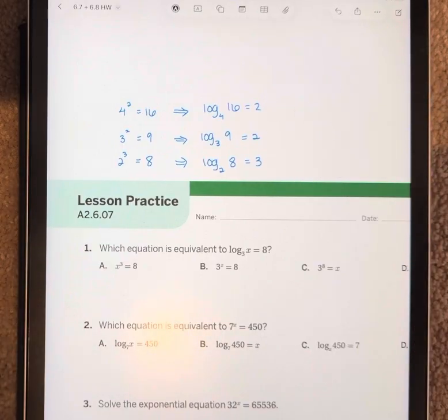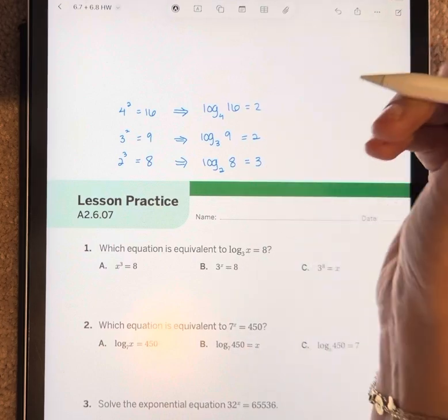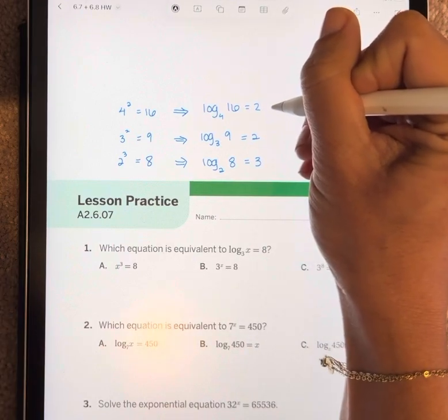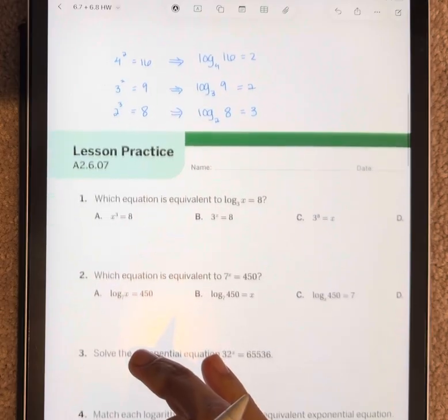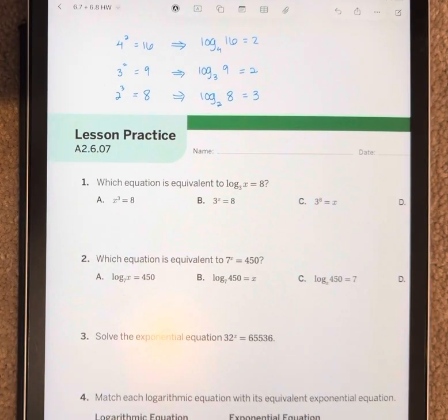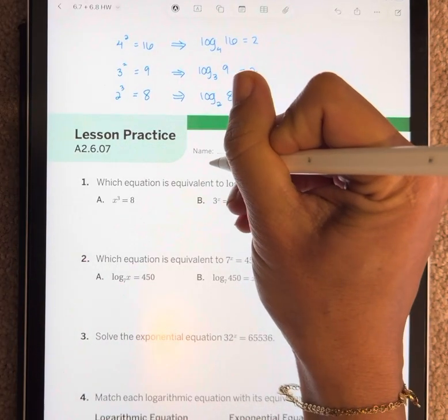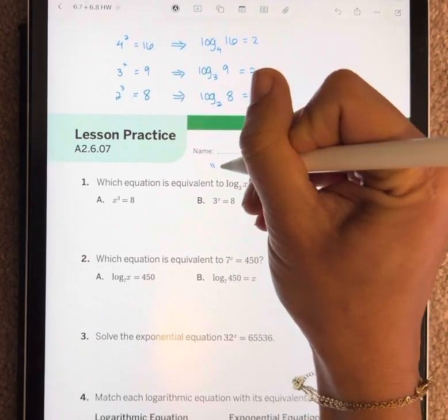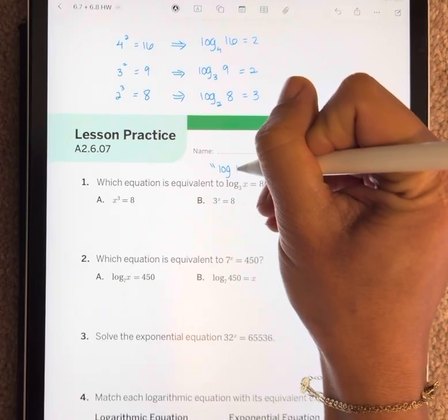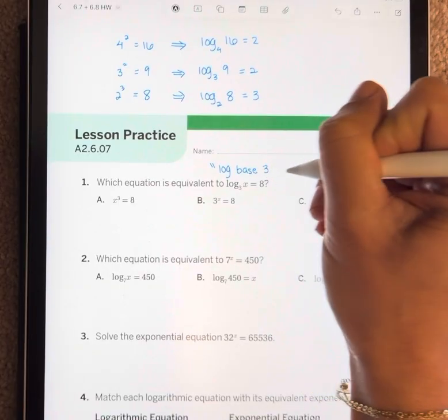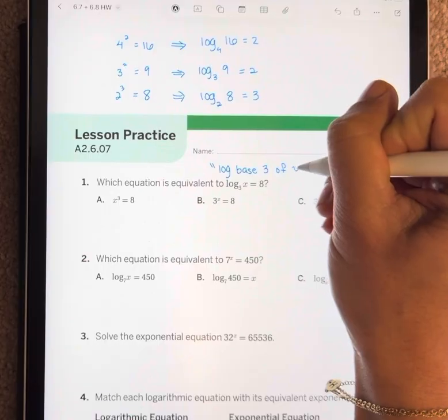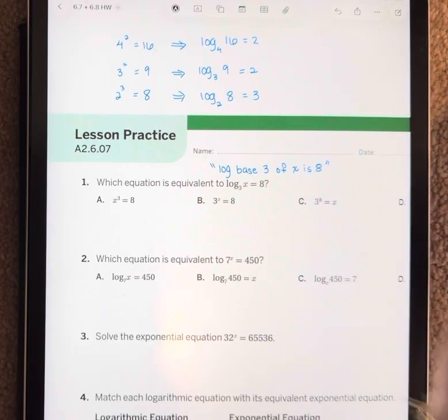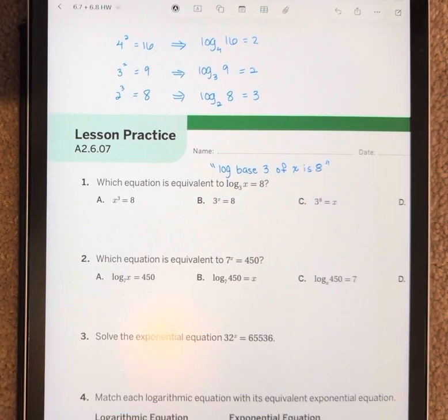So remember that the way we read a log is, actually, let's do number 1 and I'll go over it. Number 1 says, which equation is equivalent to log base 3 of x equals 8? I want you guys to practice reading this properly. This is not log 3 to the x, okay? This is log base 3 of x is 8. Okay? That's how we read it.